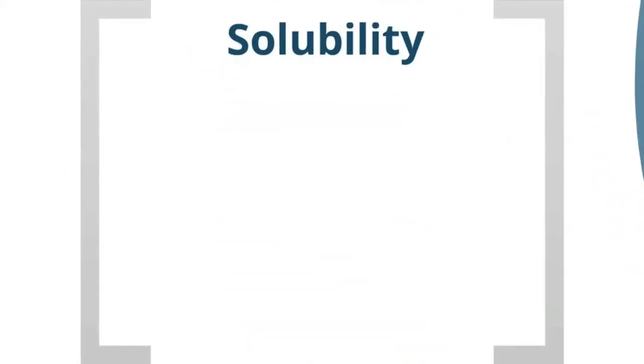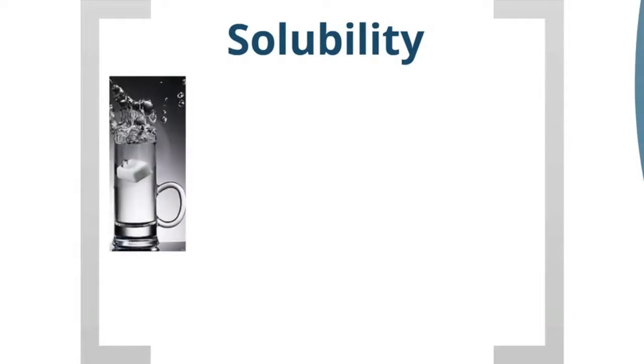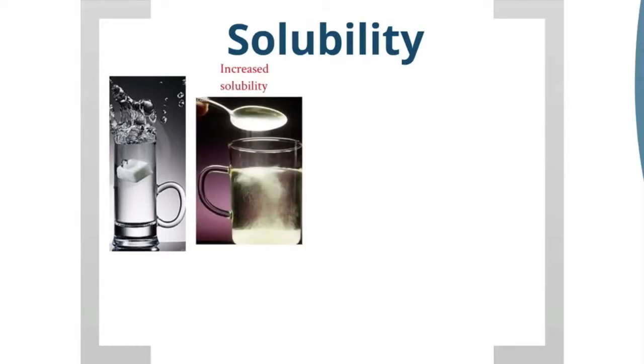Now, solubility can be affected by different factors. So here I have a glass of water, and someone threw a sugar cube in there. If you take a glass of water and pour in granulated sugar from a spoon, the picture on the right is going to dissolve faster. The sugar is going to dissolve faster here than it will here.